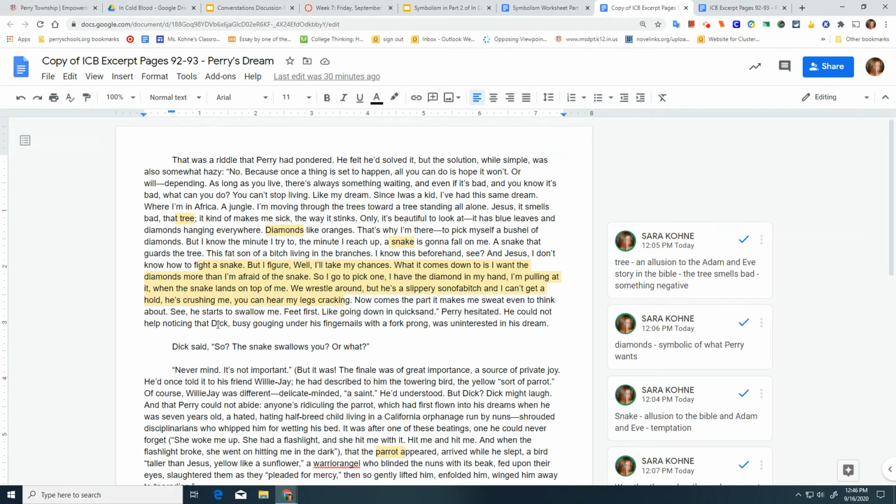What it comes down to is, I want the diamonds more than I'm afraid of the snake. So I go to pick one. I have the diamond in my hand. I'm pulling at it when the snake lands on top of me. We wrestle around, but he's a slippery son of a bitch, and I can't get a hold. He's crushing me. You can hear my legs cracking.